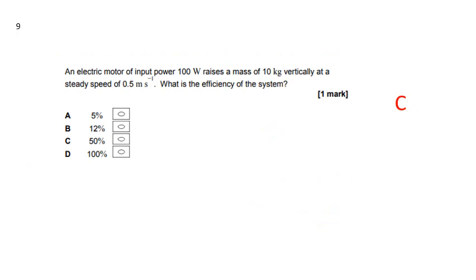Electric motor input power. What's the output power? Well, the output power is mgh, where h is 0.5 meters per second, and that's why it's power, because it's per second. If you work out mgh, then you get 49. So the efficiency is 49 over 100, and the closest one there is 50%. If you took g as 10, it would be 50%. So the answer is C.